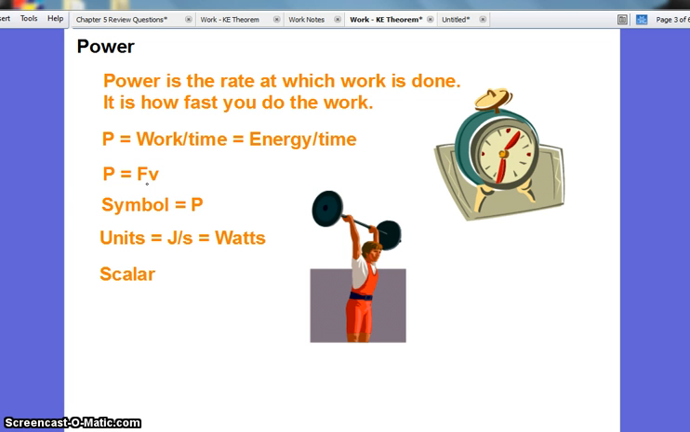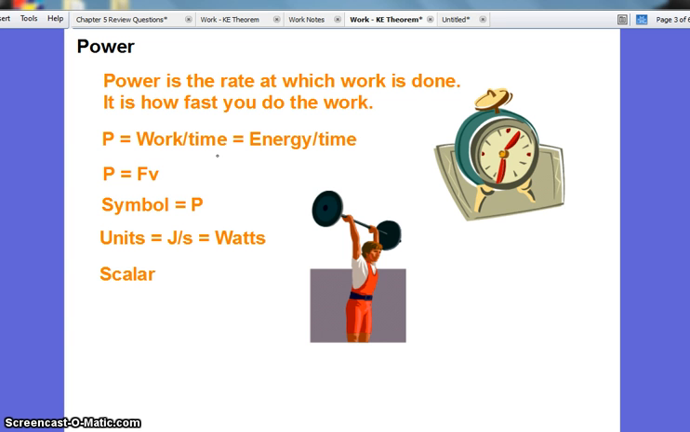So if you haven't noticed already, we're using the letter P for power. And it is a scalar quantity. It has no direction. We don't talk about the direction that the power is going. To talk a little bit more about power and what that represents, work divided by time is how fast the work is done. It is not telling us how much work can be done.